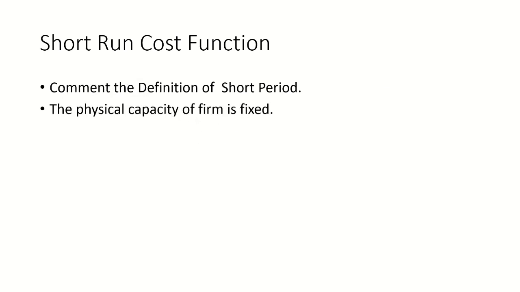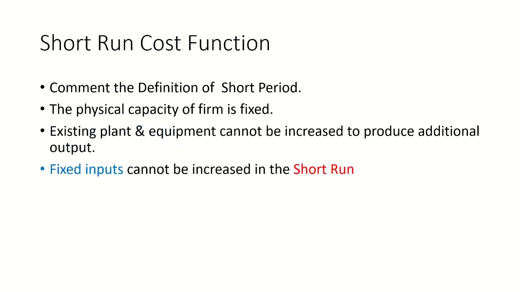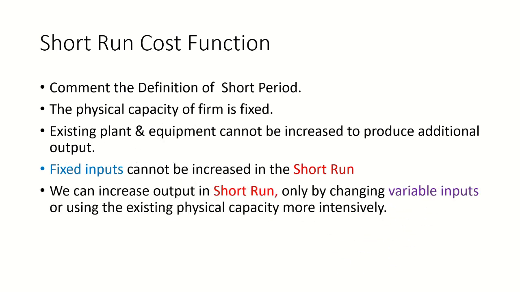We know that in the short run, the physical capacity of the firm is fixed. That means the existing plant and the equipment cannot be increased to produce the additional output. We cannot increase the plant and equipment, we can only change the variable inputs. We've seen that the fixed inputs cannot be increased in the short run. We already studied that only the variable inputs can be increased or decreased in the short run.